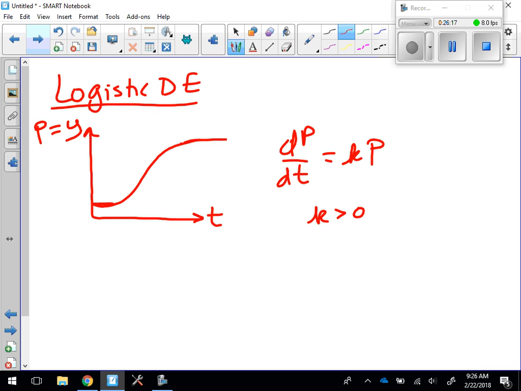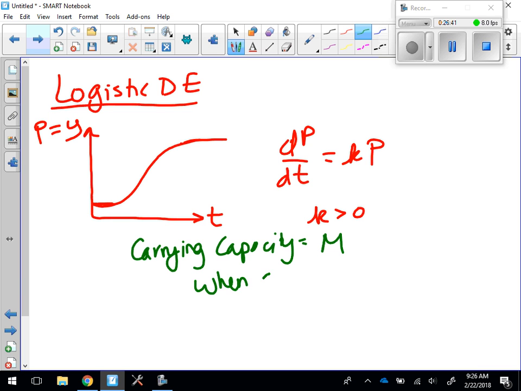Okay. So in real life, the population reaches what's called a carrying capacity, which is M. And that carrying capacity happens when dp dt goes to 0, which is what we're talking about up here. When the growth levels off, there is in fact no more growth, or if there is, it's very, very, very small. Where everything kind of balances out.